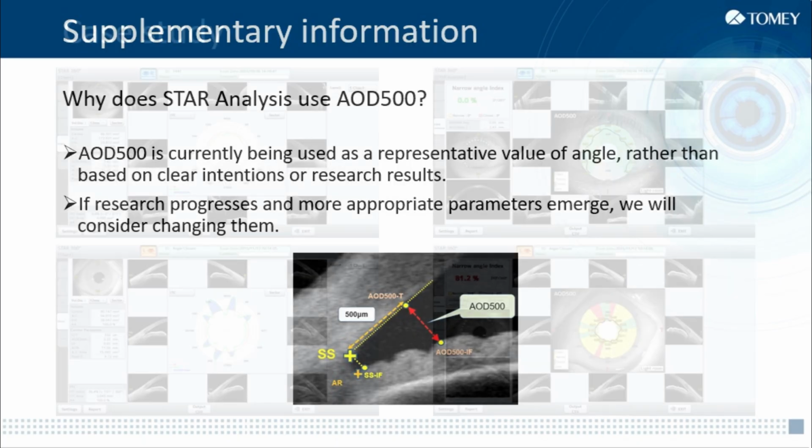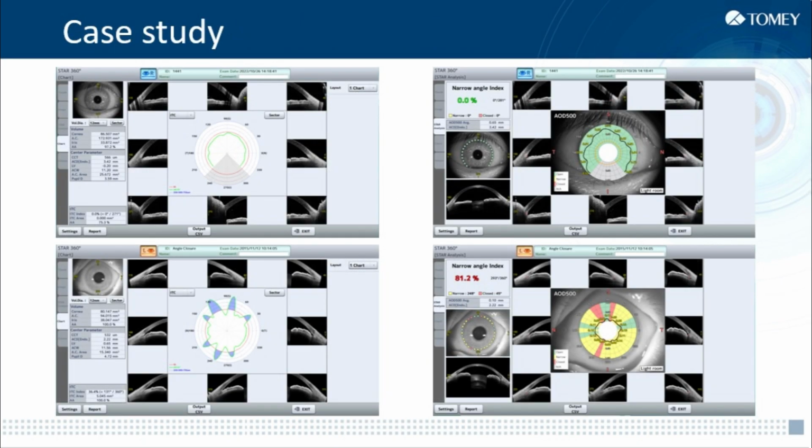Finally, I will introduce some cases. This is a comparison of the STAR 360 chart and STAR analysis for normal eyes and eyes with narrow angle. On the left is the chart display of STAR 360, and in the patient below, a blue area can be seen in the chart, and we can easily identify trabecular meshwork contacted to iris. However, we do not know how severe it is, whether the areas that are not blue are within the normal range, or whether narrow angle is suspected overall in this patient.